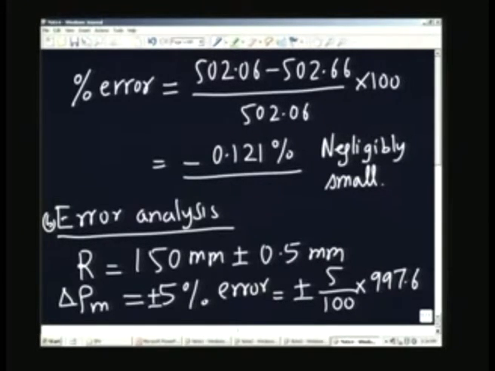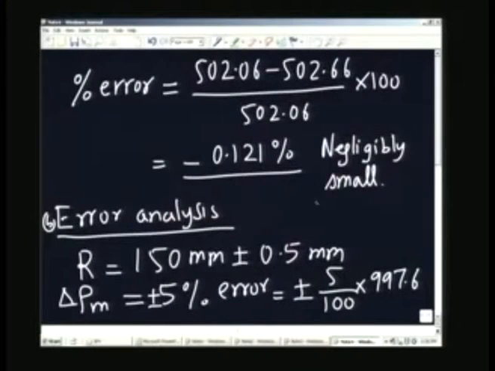Actually, the error which is specified here is quite artificial, just to indicate the way you do the error analysis. In actual practice, the error may be much smaller than this. It is just to get an idea of how sensitive it is. I have just deliberately taken a large error. In practice, the error is going to be much smaller than this.